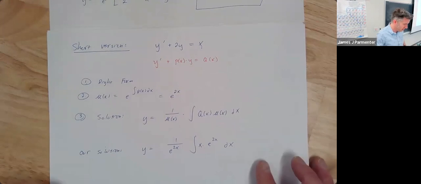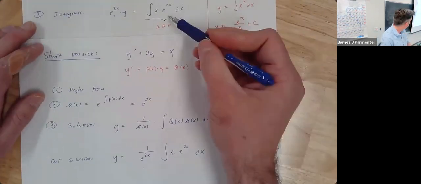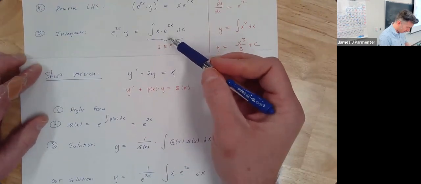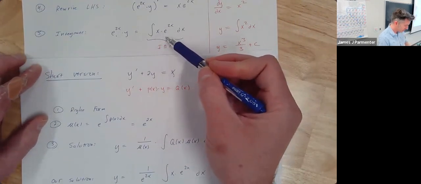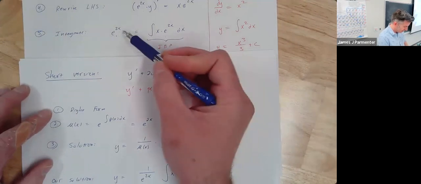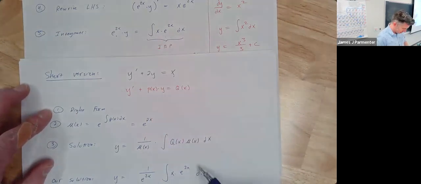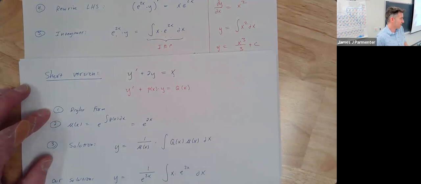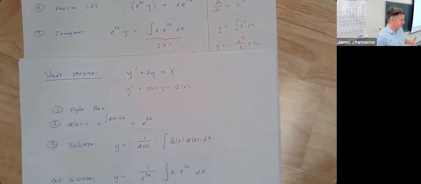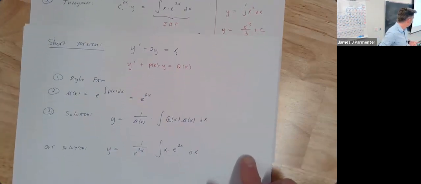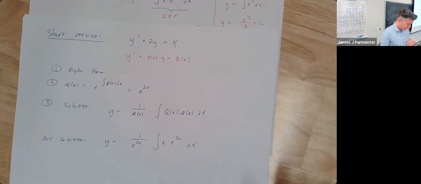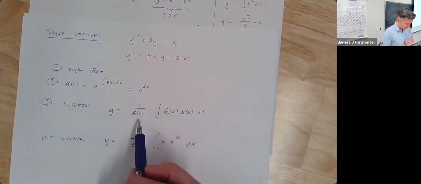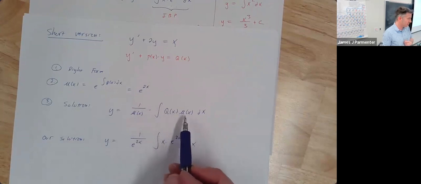And if you look back at the work we did, this is exactly what we got. Right here, here's the integral of q of x times mu of x. And then we ended up dividing by e to the 2x, which is exactly the same thing we've written here. Right, we just haven't done it yet. So this is the short version. You find your integrating factor, and then you say your solution is 1 divided by that times the integral of q of x.